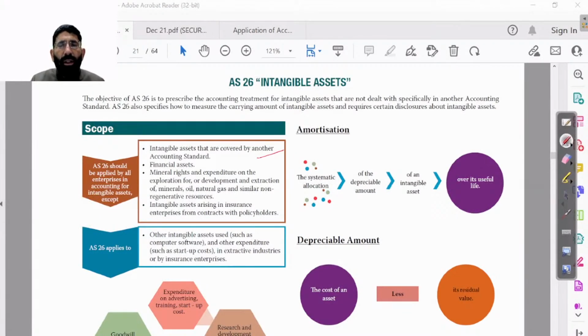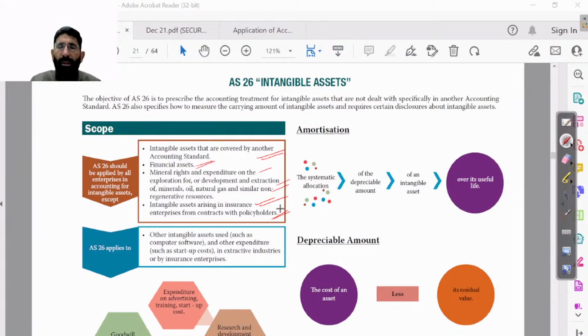Those which are covered in other AS will not be covered here. Financial assets, that is current assets, will not be covered here. Mineral rights and expenditure on the exploration, development or extension of mineral oil, etc. Like some people are extracting minerals, taking mineral rights from the government. So that is not covered here. Intangible assets arising in insurance enterprises from contracts with policy holders will not be covered. Others will be covered.